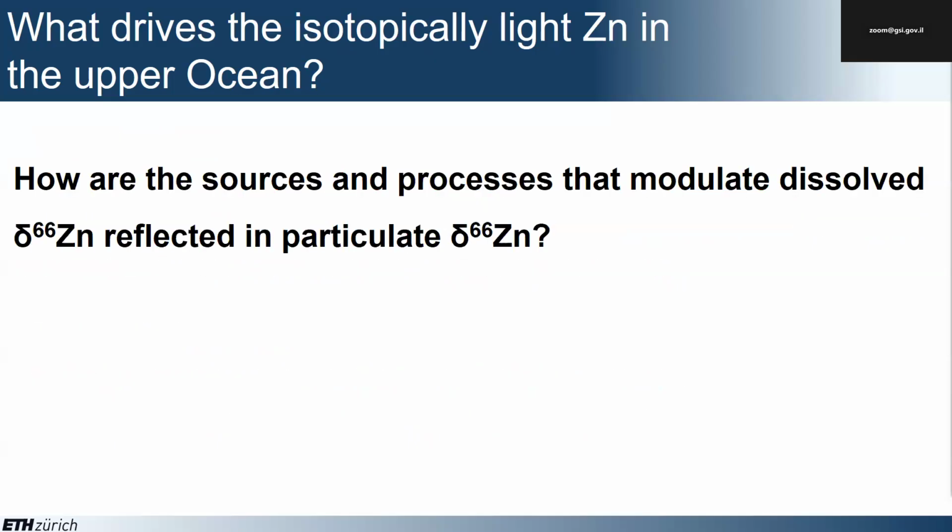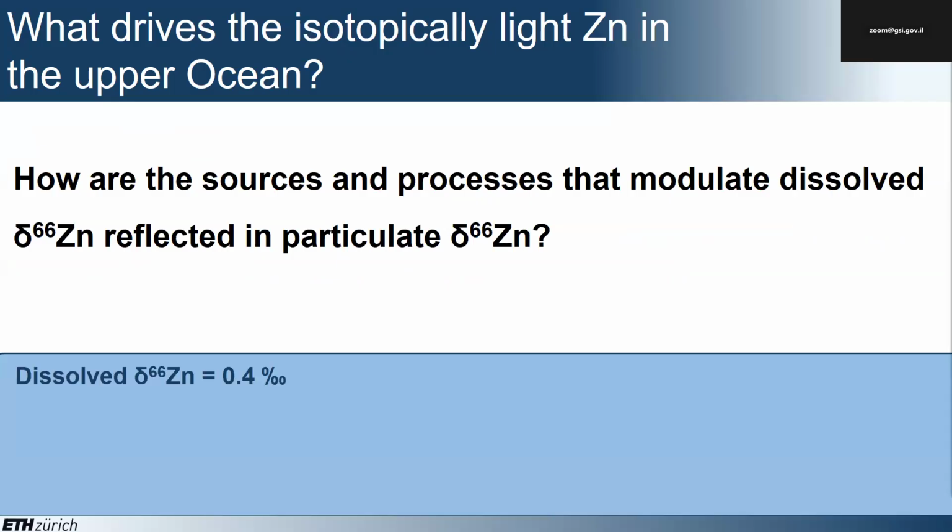So I mentioned the processes that affect dissolved zinc. Let's think for a second how these processes will be reflected in the particulate pool. Really quickly, let's imagine a dissolved delta zinc pool of 0.4 per mil, which is pretty typical to the upper ocean. We said that biogenic uptake is associated with a very small isotope fractionation towards light isotopes. So biogenic particles should be either similar or slightly lighter than the dissolved pool.